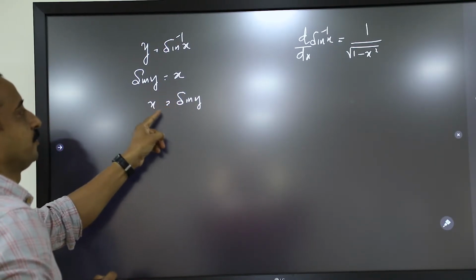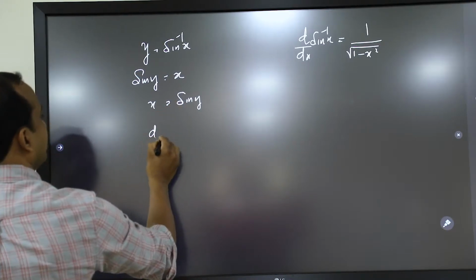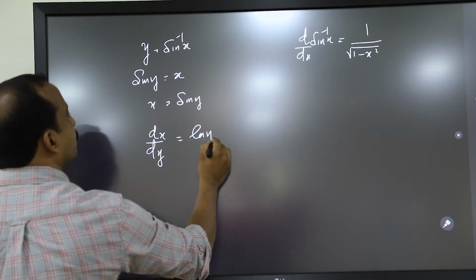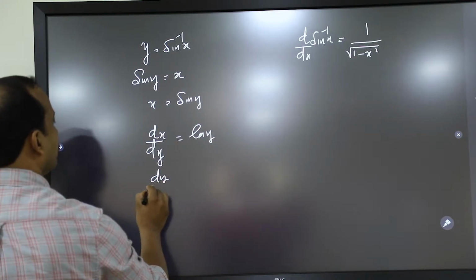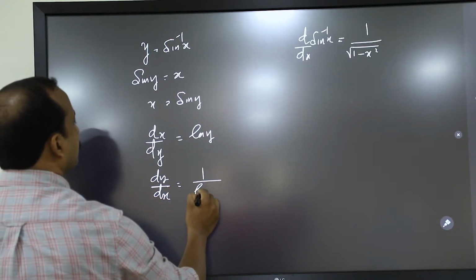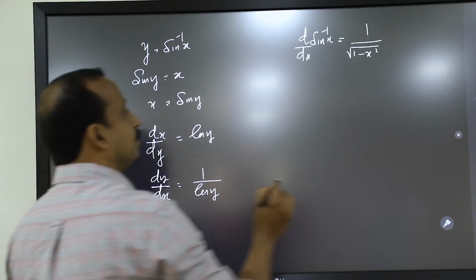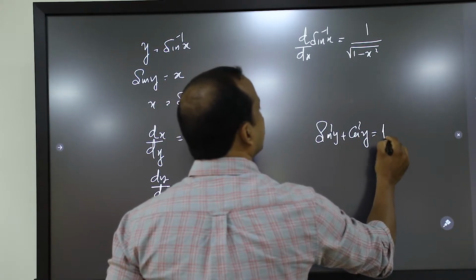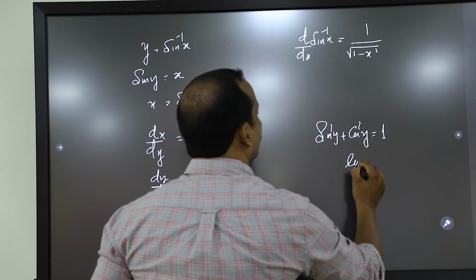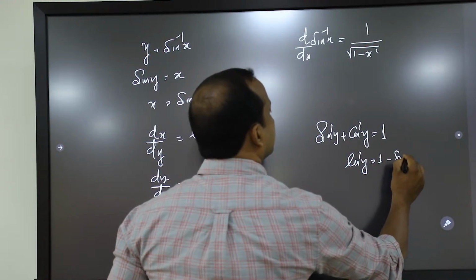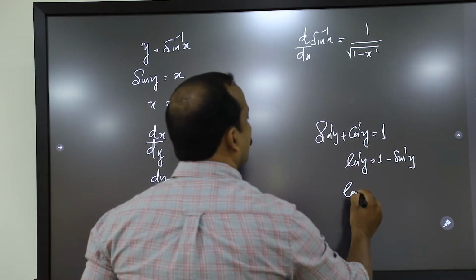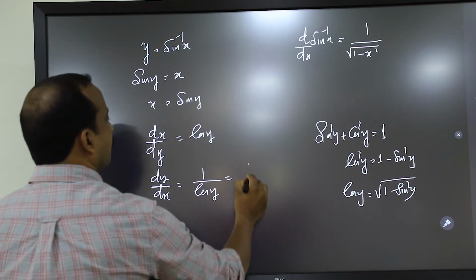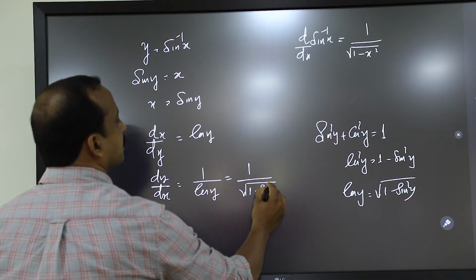Here the function is an explicit function of y, and therefore we differentiate this function with respect to y, and derivative of sine y is cos y. Therefore dy by dx becomes 1 by cos y. You already know the Pythagorean relation sine square y plus cos square y is 1, and therefore cos square y is 1 minus sine square y. Therefore cos y is equal to square root of 1 minus sine square y. That is 1 by square root of 1 minus sine square y.